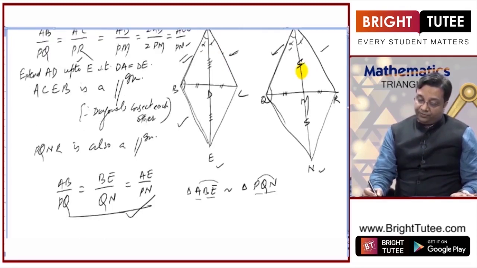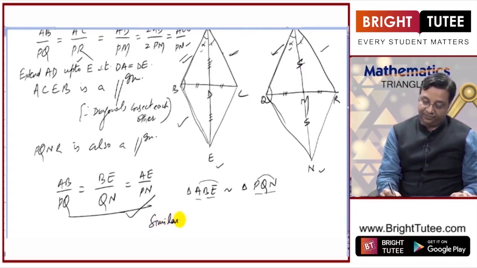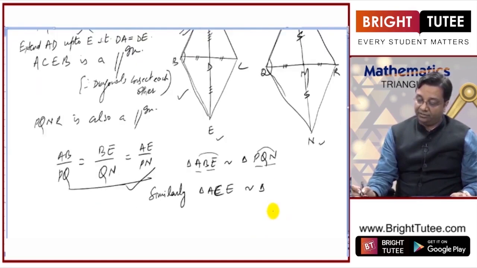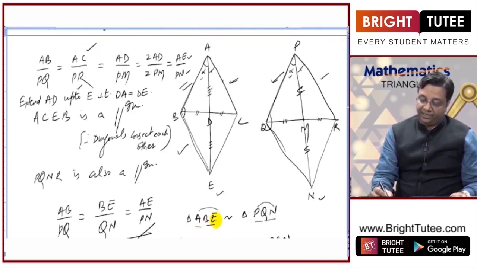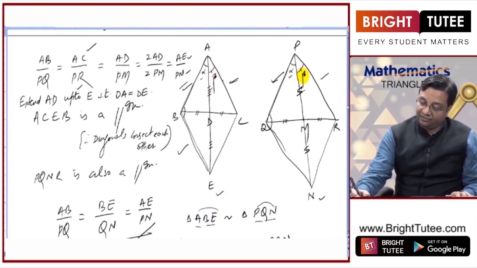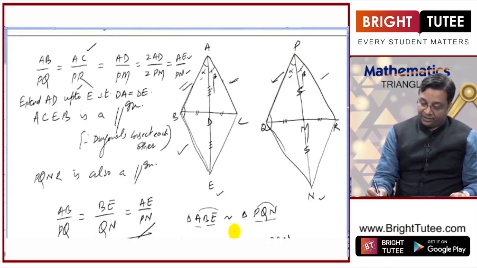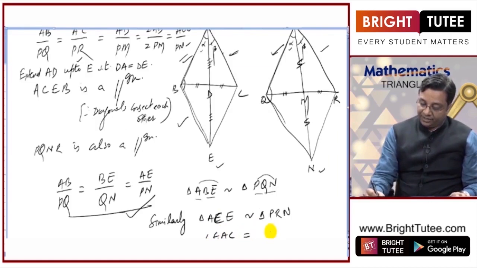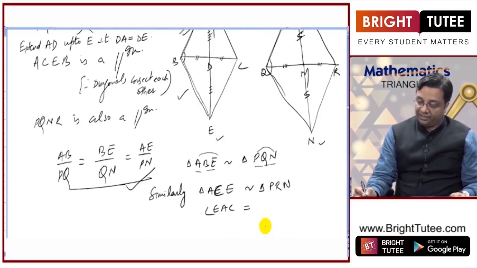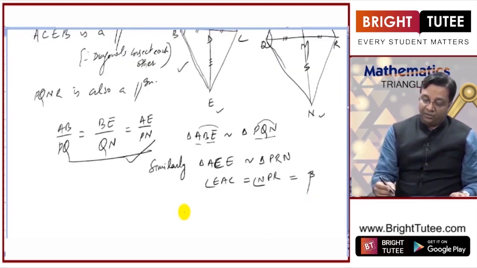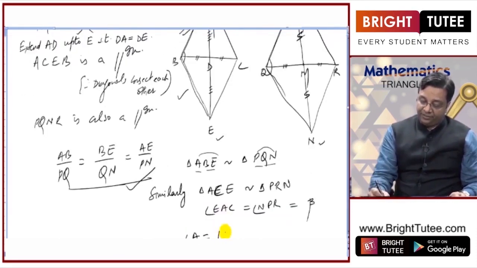Okay. So, proving similarly, we can prove triangle ACE is similar to triangle PRN, and hence if this angle is angle beta, this angle will be beta. Okay, so angle EAC is equal to angle NPR, and I have taken these angles as angle beta. So now angle A is equal to angle P because both of these angles are alpha plus beta each.